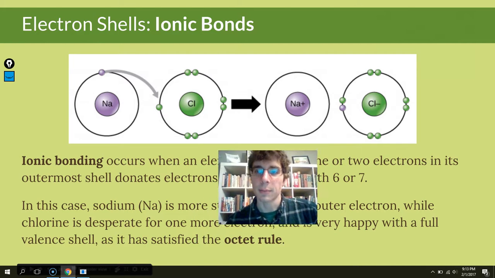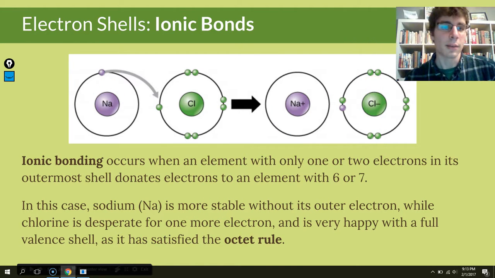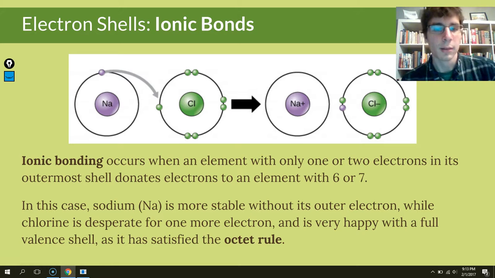The second type of bonding is something called ionic bonds. Ionic bonding occurs when an element with only 1 or 2 electrons in its outermost shell donates an electron to an element with 6 or 7. The picture at the top here shows sodium donating. It gives up its electron to chlorine.